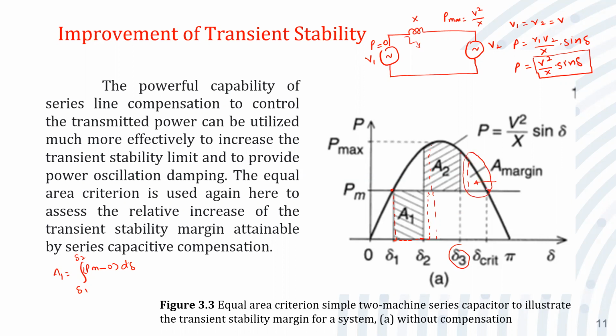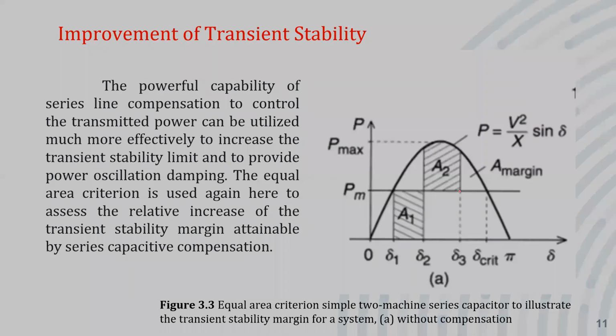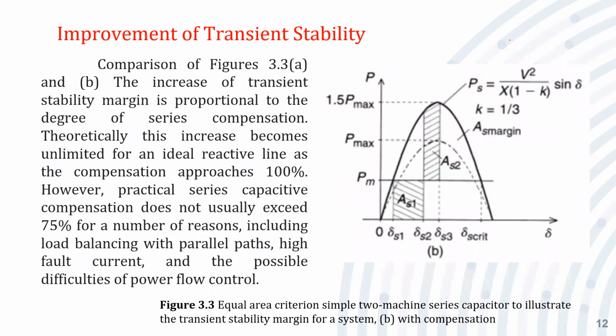If we are able to increase this marginal area, it means we are going to improve the transient stability with the help of series compensation. Now, a series compensator is connected. When we connect the series compensation, say this capacitor is connected in series with the transmission line, and the rest of the system is as it is. Say two machine systems are there. This is the value of XC, this is the X, and the voltages are V1, V2.